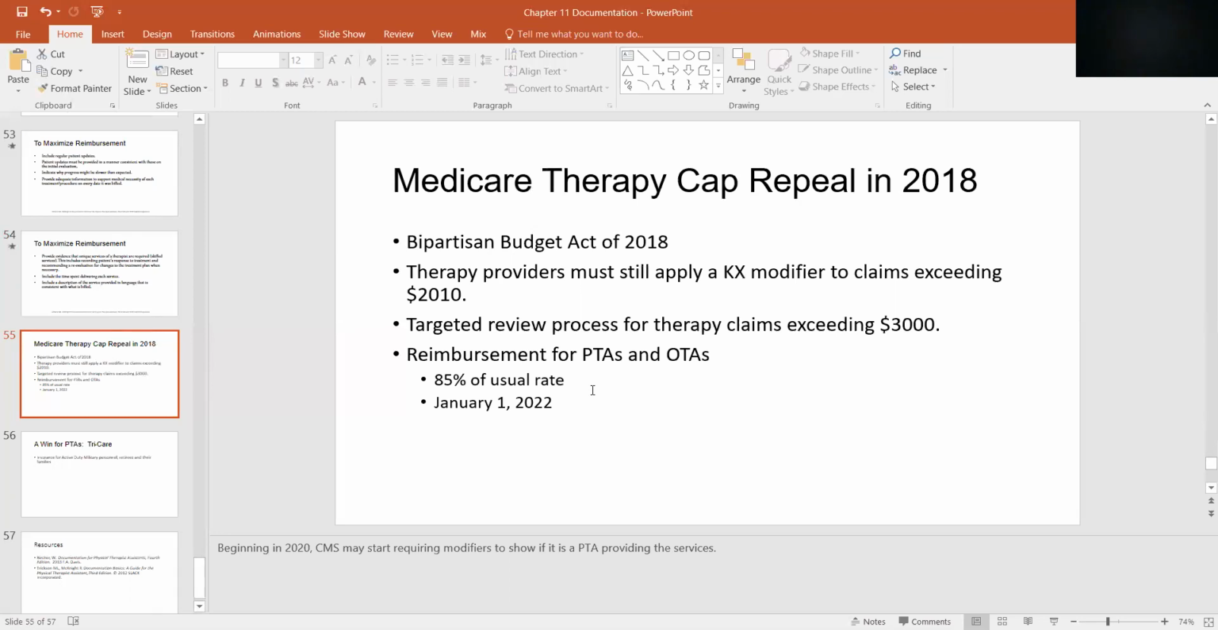In my research on this, beginning in 2020, CMS may start requiring modifiers to show if it is a PTA providing the services. So they're not going to start docking rehab, they're going to start tracking it in 2020, very possibly. Another thing is, even though the cap has been repealed, when billing is submitted, they're still going to have to put this little thing called a KX modifier showing that we went above a $2,000 level, and then all things are going to be reviewed if they exceed $3,000. So, kind of an interesting thing.